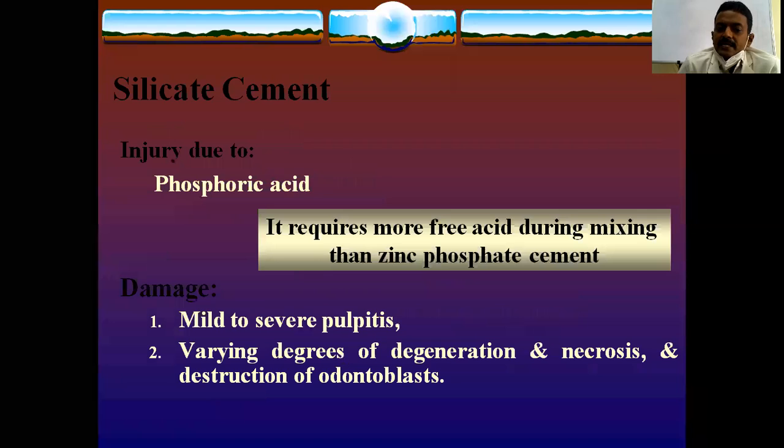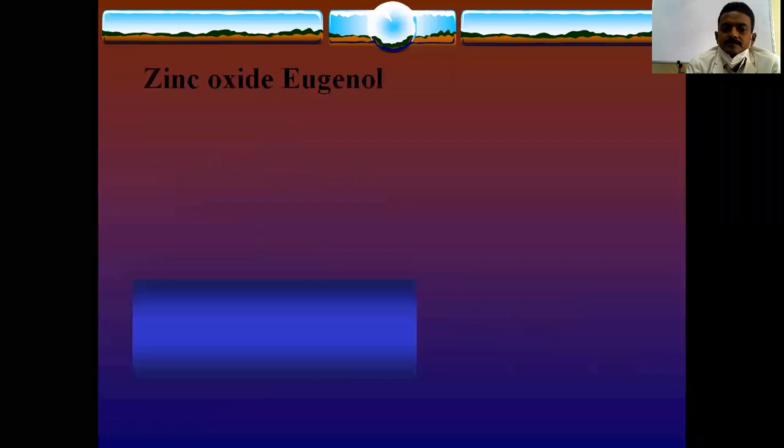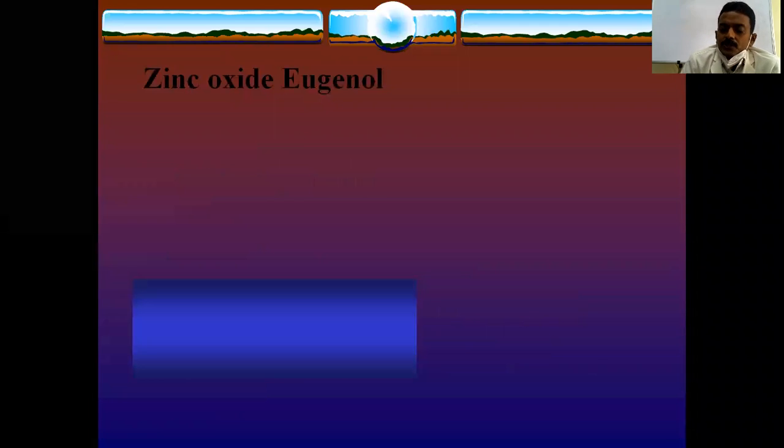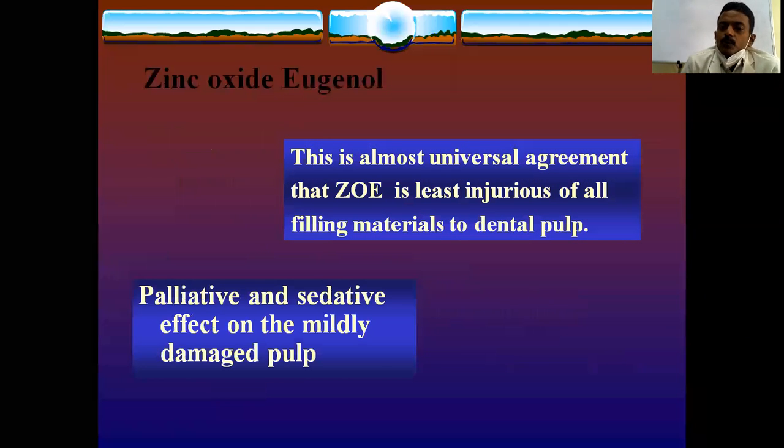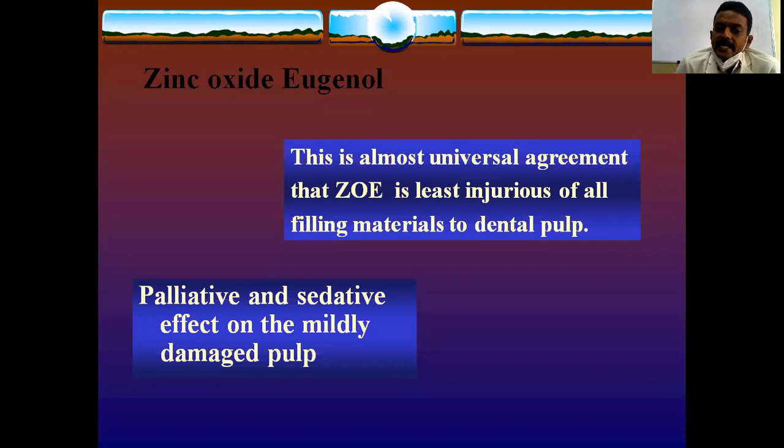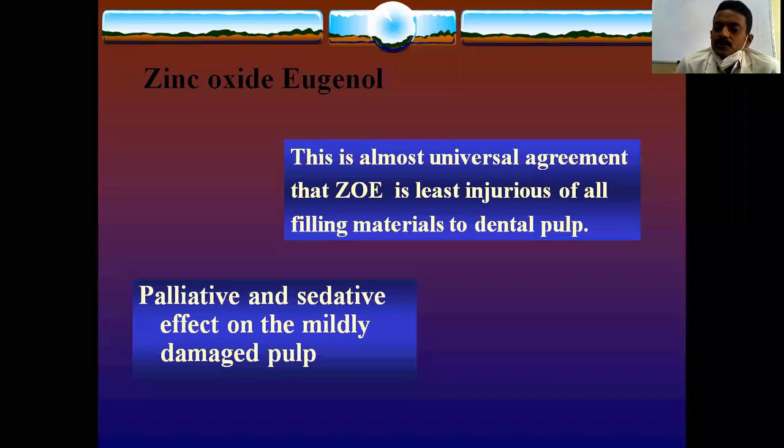Silicate cements cause mild to severe pulpitis. Zinc oxide eugenol: this is the most universal agreement, that zinc oxide eugenol is the least injurious of all the filling materials to the dental pulp. So this is the most commonly used restorative material. It causes a palliative and sedative effect on the mildly damaged pulp. So zinc oxide eugenol is the most commonly accepted and widely used.